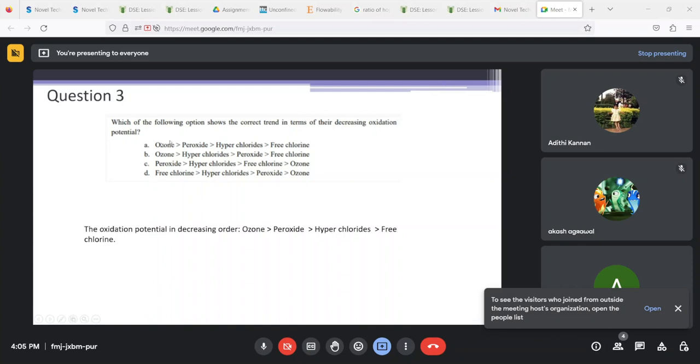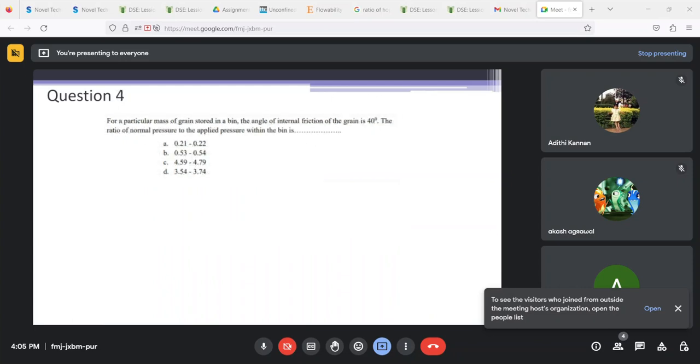So ozone actually gives kind of a fresh smell, whereas the other chemicals will give you that kind of a chlorine smell or so, which is why they are not preferred much in industrial use. But when we go strictly by oxidation potential alone, ozone has the highest oxidation potential, followed by the peroxides, hyperchlorides, and then the free chlorine. So, answer is option A. Okay, so question 4.